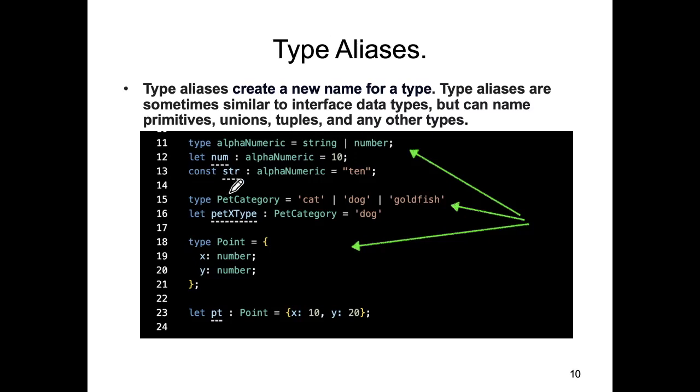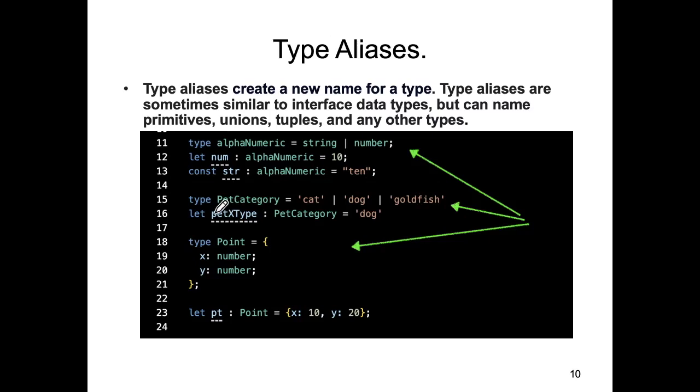Here's another example of using type aliases, and this is something that I won't go into detail on now. I'm actually declaring a type here called pet category. And I'm saying pet category can only have this value or this value or this value. Note here, I'm declaring a type. I'm not declaring a variable. So I'm declaring a type called that, and I'm saying any variable of this type, the only values it can have are the string cat, the string dog, or the string goldfish.